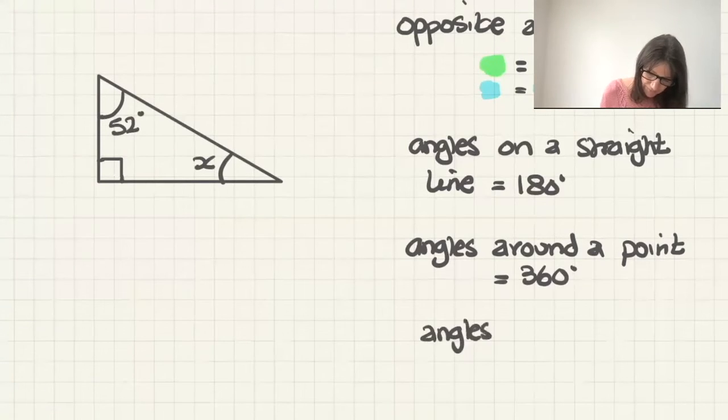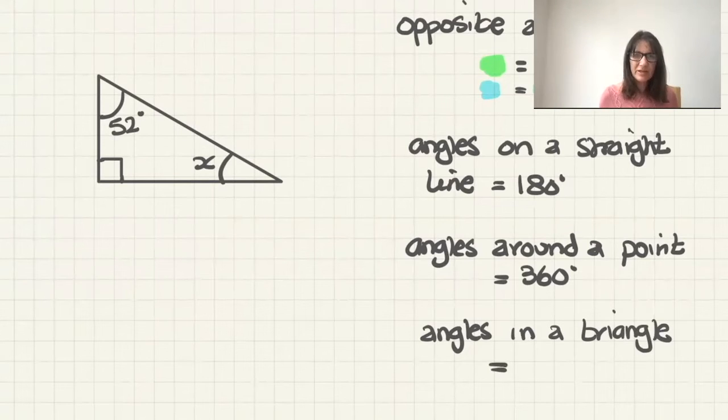Okay, now what's the rule? Angles in a triangle equal... Now, one of the nice things about this is it's not another different number for me to remember, okay? What I'm actually going to be doing is linking my angles on a straight line, 180, to this particular question here. And angles in a triangle are 180 degrees.